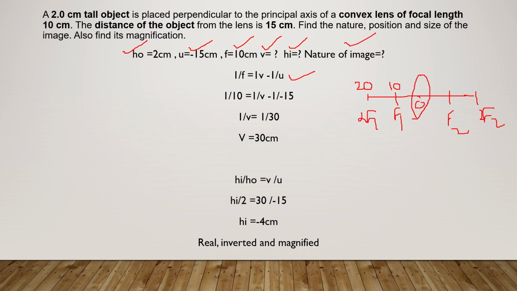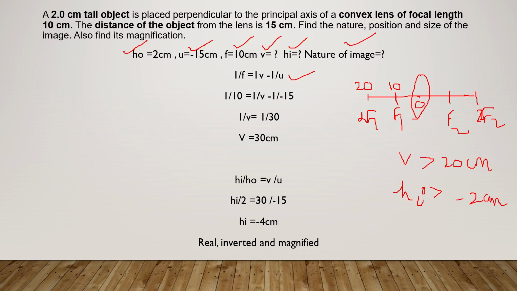Now, the object is kept between F1 and 2F1. So where is the image formed? It will be beyond 2F2. So this is the point 2F2. Now your V value must be greater than 20 centimeter, and since it is on the right-hand side, it will be with plus sign. And you know that in this case, it will be real, inverted and magnified. Therefore, your HI must be greater than 2 centimeter with minus sign.